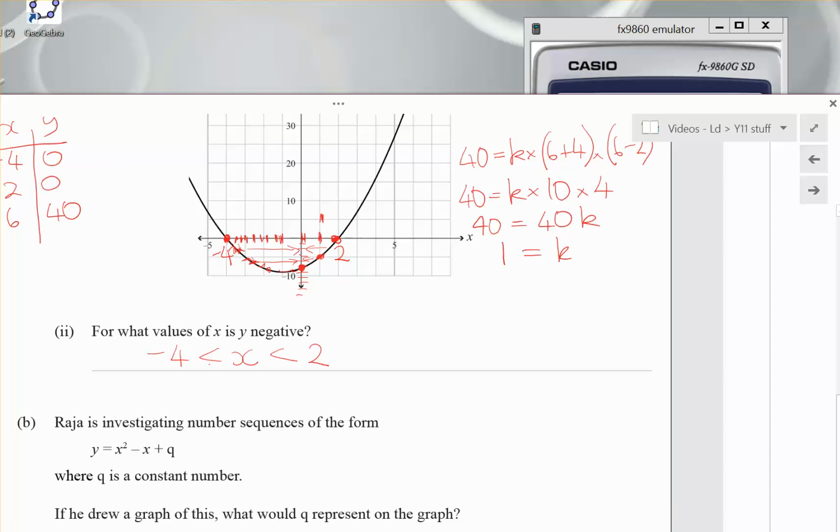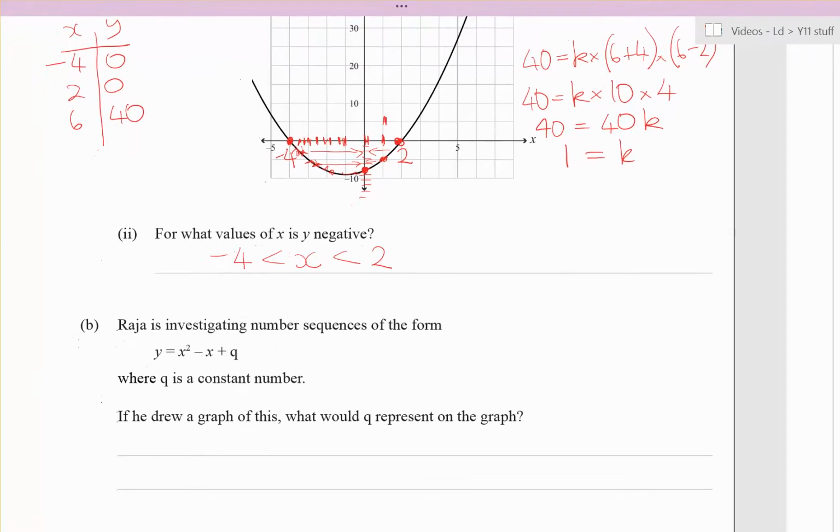You want to check the endpoints, but of course when x equals -4, the output is exactly 0. And when x is 2, the output once again is exactly 0, so we want it that way around.